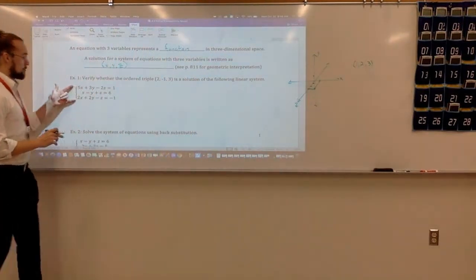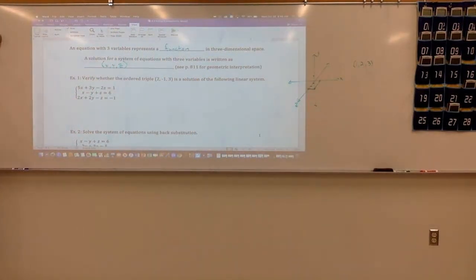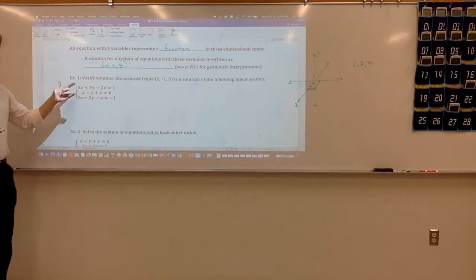We're going to have systems that look like this now: 3 equations with 3 variables. We could have 4 equations with 4 variables, we could have 5 equations with 5 variables. We could keep going up and up and up in dimensions, but we're going to stop at 3.